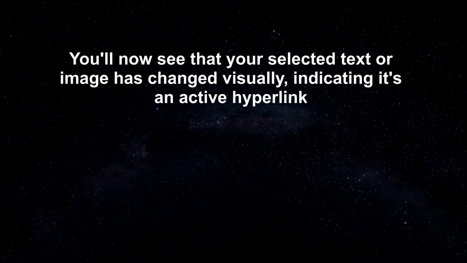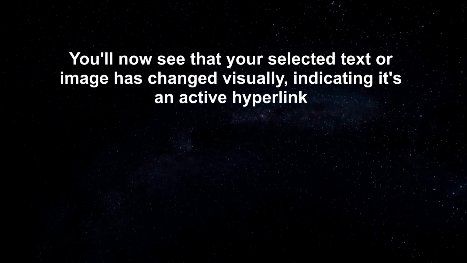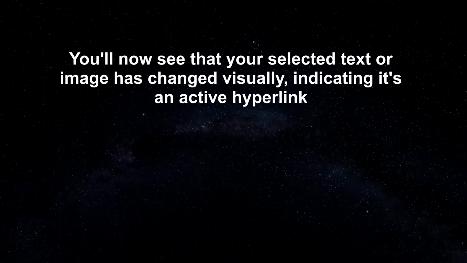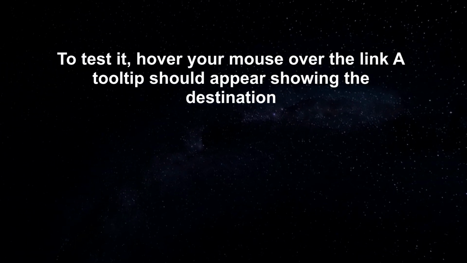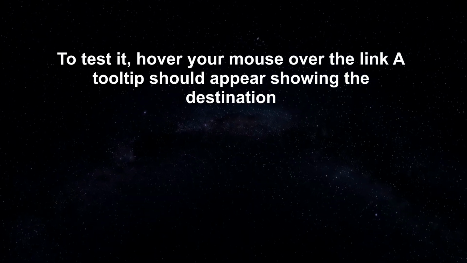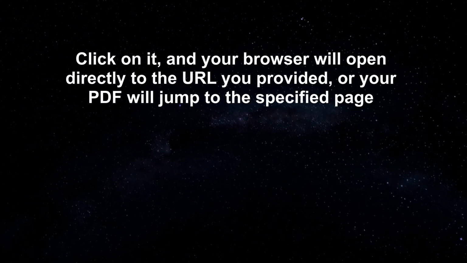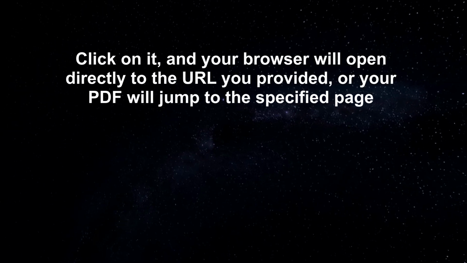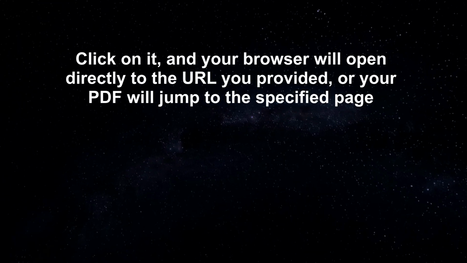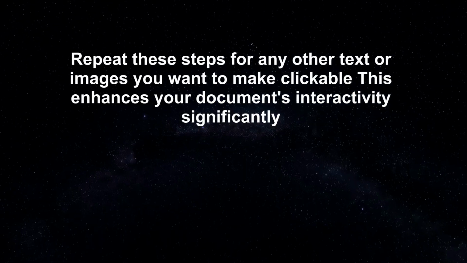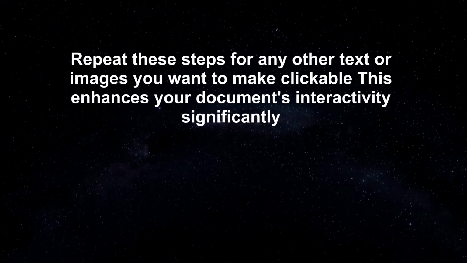You'll now see that your selected text or image has changed visually, indicating it's an active hyperlink. To test it, hover your mouse over the link. A tooltip should appear showing the destination. Click on it, and your browser will open directly to the URL you provided, or your PDF will jump to the specified page. Repeat these steps for any other text or images you want to make clickable.